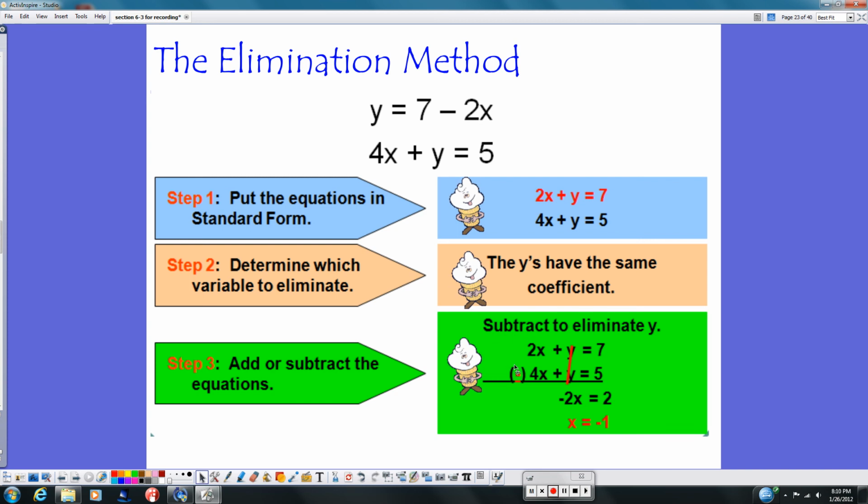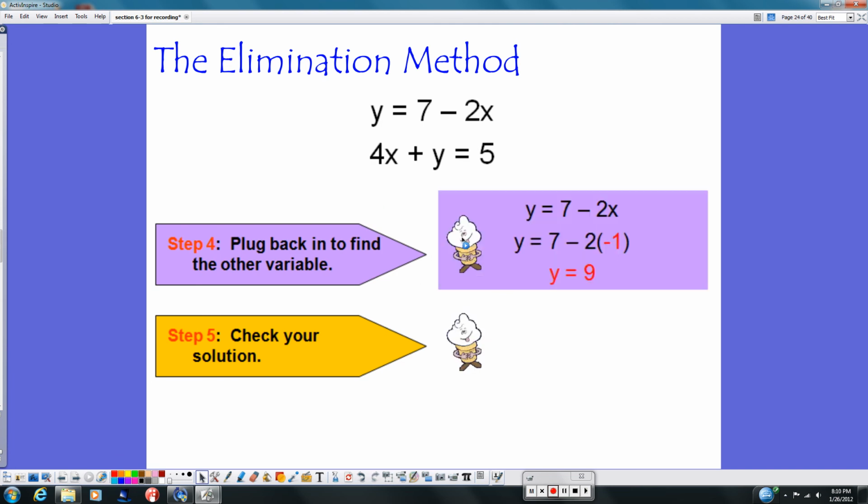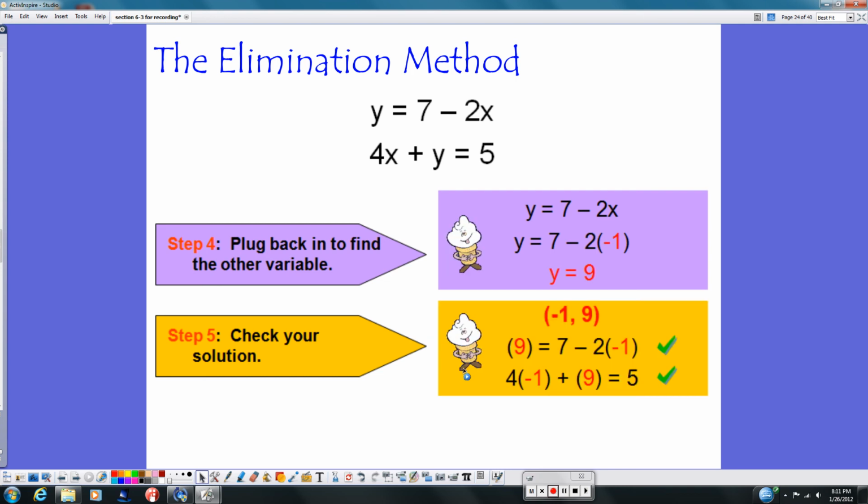So we're going to have 2x minus 4x, which is negative 2x, and 7 minus 5, which is 2. Divide both sides by negative 2, you get x equals a negative 1. Solving to get y, we have y equals 7 minus 2x. Substitute the negative 1 in for x. 7 minus a negative 2 is 7 plus 2, which is 9. And then we check our solution, negative 1, 9, in both equations. And it checks.